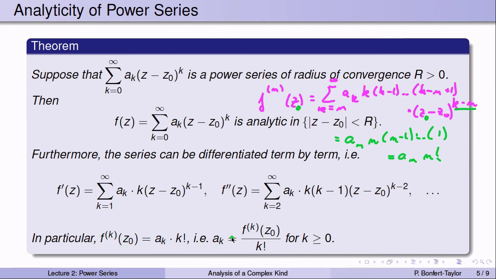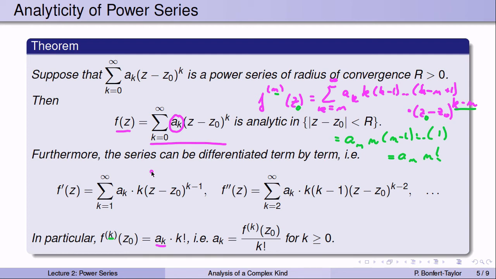I wrote this out back here again. The kth derivative, so I've put it in terms of k instead of in terms of n. The kth derivative of f at z0 is ak times k factorial, and I can solve that for ak. ak is therefore the kth derivative of f at z0 divided by k factorial for all k's. So that is amazing. What this says is that not only do I get an analytic function inside the disk of convergence, but in fact, these ak's are strongly related to the derivatives of that analytic function, namely the kth derivative of this analytic function at the point z0, the center of the disk, divided by k factorial, is equal to that ak.